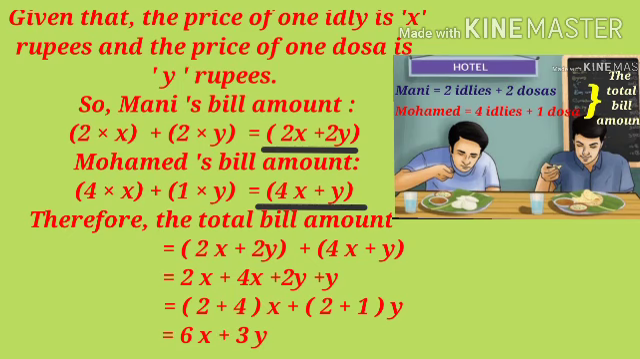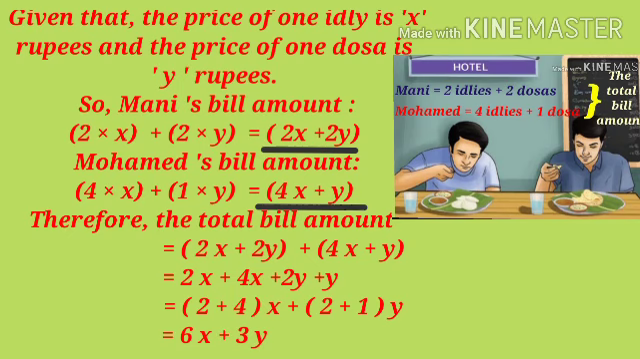For 1 idli, it is X rupees. For 2 idlis, it can be written as 2X. For 1 dosa, it is Y rupees. For 2 dosas, it can be written as 2 into Y, which gives 2X plus 2Y. Now, Muhammad has consumed 4 idlis and 1 dosa. So, Muhammad's bill amount can be written as 4 into X plus Y. Therefore, to get the total bill amount, we have to add both Mani's bill amount as well as Muhammad's bill amount. So, we get 2X plus 2Y plus 4X plus Y.